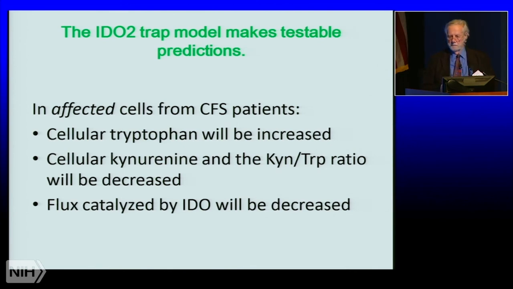Now, the other thing about this pathway, which is encouraging, is that this pathway is also on in the brainstem. And it's also active in the gut. So if this trap is true, you would expect to have effects on the immune system, the brain, and the gut, which you do. So it could explain a lot of things.